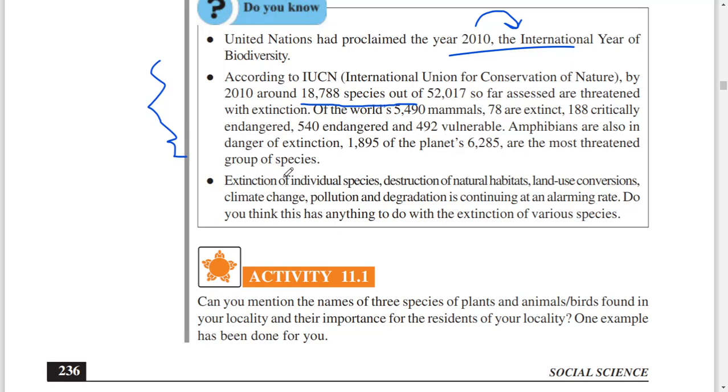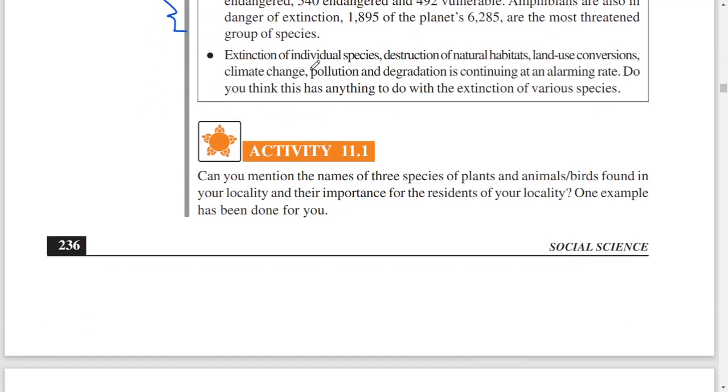Take a screenshot. Extinction of individual species, destruction of natural habitats, land use conversion. Land use conversion: if we reduce forest and make it into land for agriculture, that is also a biodiversity loss. It led to climate change, and pollution and degradation continue at an alarming rate.